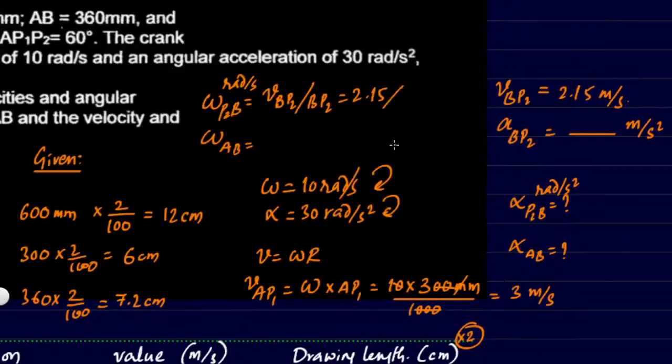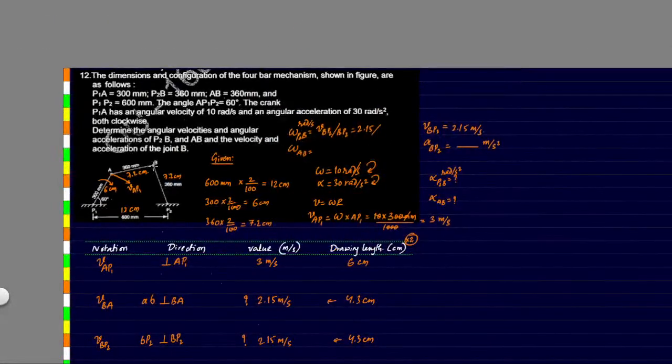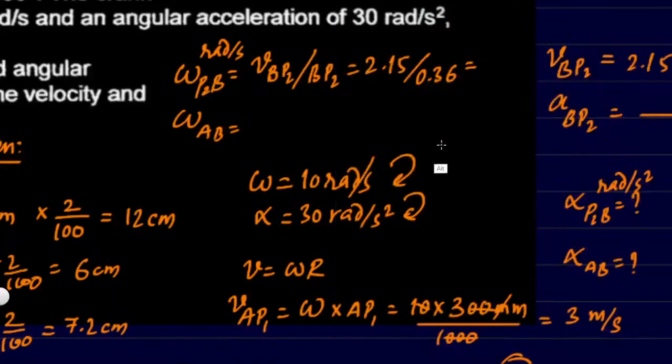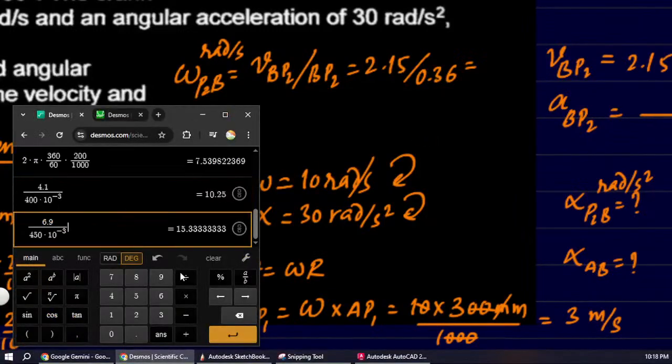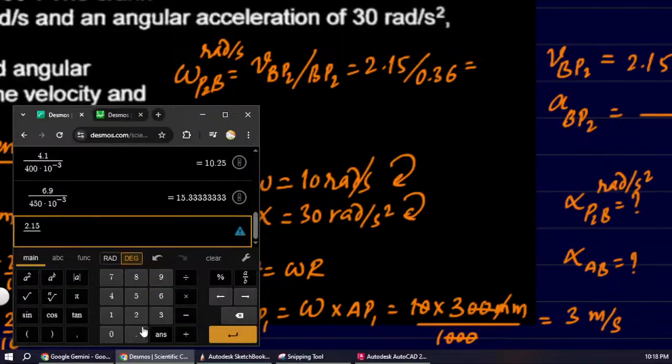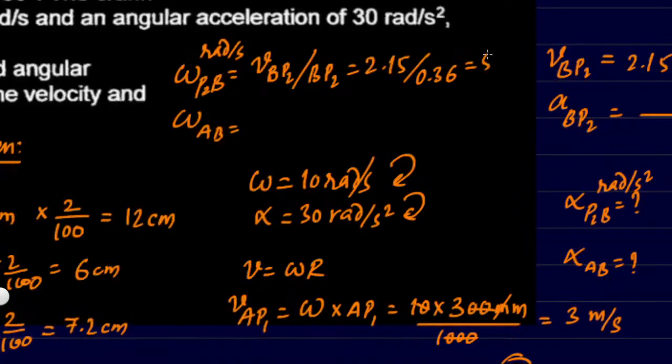So 2.15 divided by BP2, which is 360 mm. So 360 mm will be nothing but 0.36 meters. Okay, so let's go to our calculator and solve it. So 2.15 divided by 0.36, we're getting 5.97. Okay, this is in radians per second.